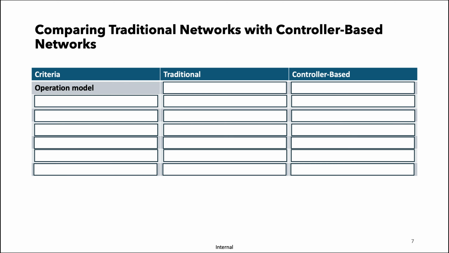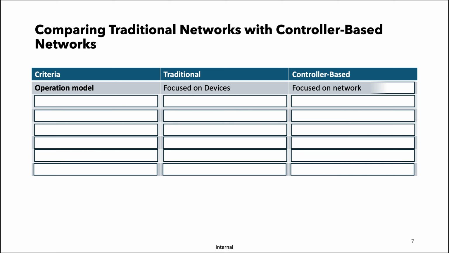Traditional network, let's take a criteria of operational model. In traditional network, it is focused on devices. Traditional networks are also known as standalone or distributed networks. These are network architectures in which individual network devices such as switches and routers are managed independently. Each device is responsible for performing specific functions such as forwarding traffic, making routing decisions, and providing network security.